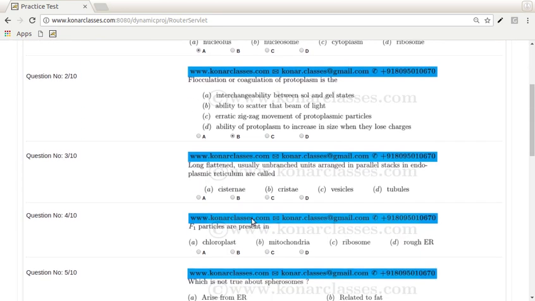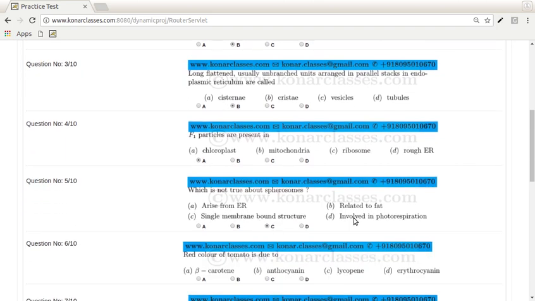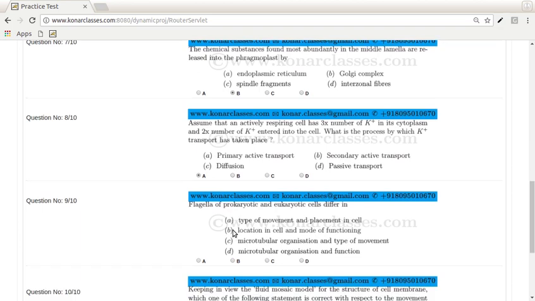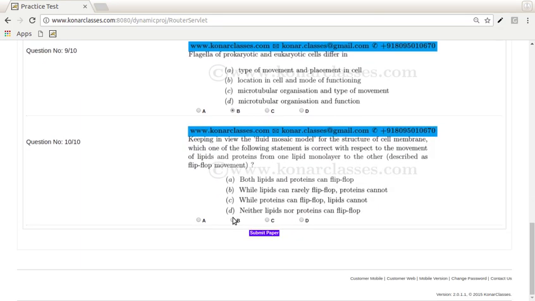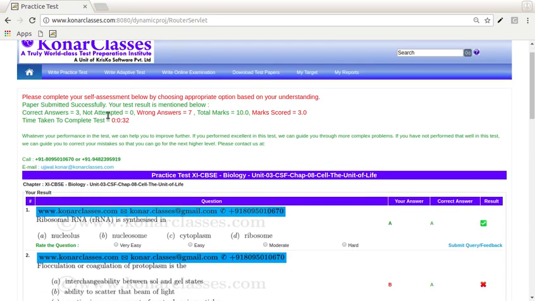I choose B, I choose this as A, then I choose the 5th question as C, 6th question as D, 7th question as B, 8th question as A, 9th question as B, 10th question as B, and then submit. And you see, after submitting the test, I get this result. And you see here, there is a statement: please complete your self-assessment below by choosing the appropriate option based on your understanding.